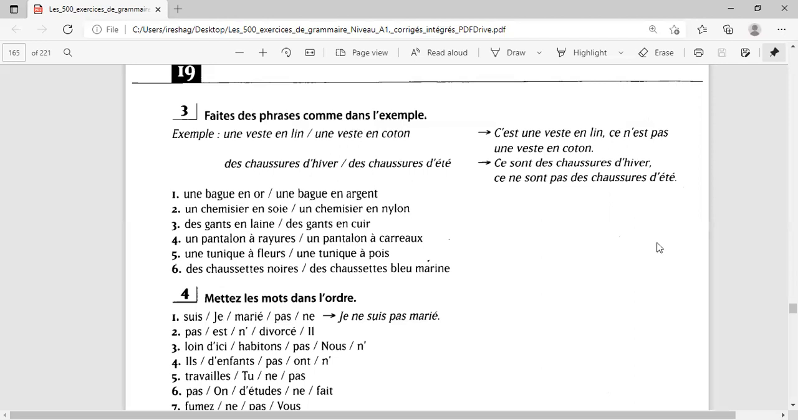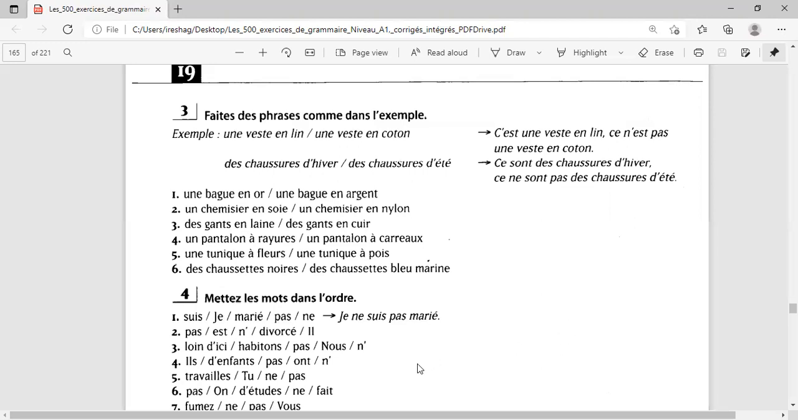Okay. Can Nirusha read the fourth one? C'est un pantalon à rayures. Ce n'est pas un pantalon à carreaux. It's a striped pant. It's not a check pant. Carreaux is check. When you say rayures, there are stripes.